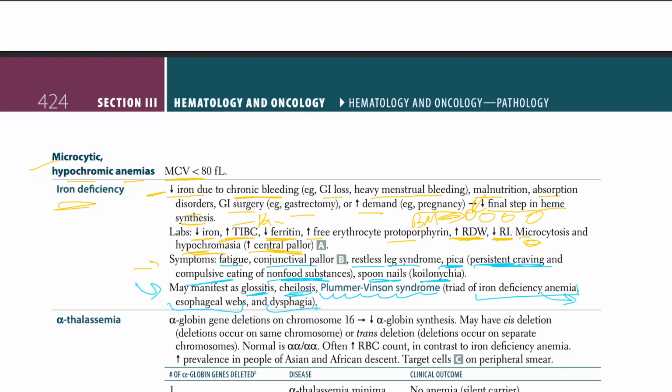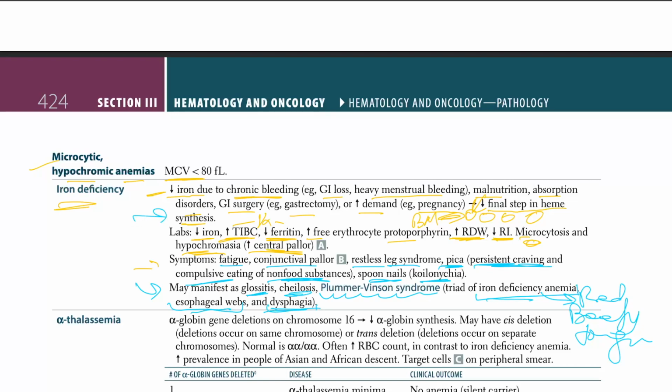Iron deficiency is going to give you red beefy tongue, and with red beefy tongue, you will have esophageal webs and dysphagia. That's the Plummer-Vinson syndrome.